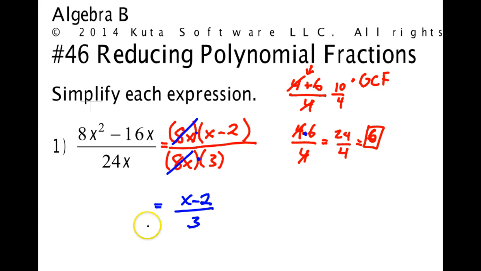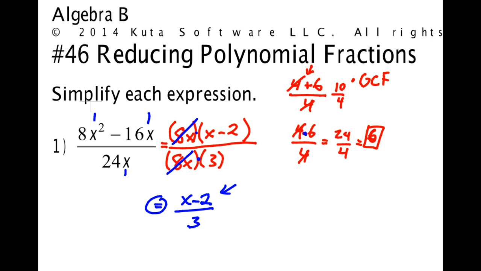x minus 2 over 3. And what this means is that if I picked some number like 1 and I plugged it in here, here, and here, I know the answer is going to be negative 1/3. If I did x squared times 8 minus 16 times 1 all over 24 times 1 and got that answer, it'd be the same thing as if I plugged in 1 right here. 1 minus 2 is negative 1, negative 1/3. So these will give us the same answer. This is just simplified. That's why they're equal to each other. They give the same answer. No matter what number I plug into here, if I plug in into here, it's the same thing.